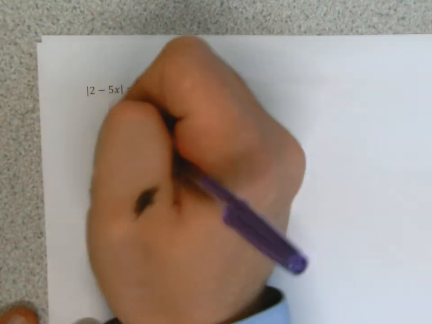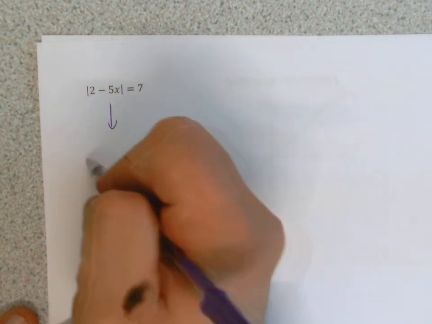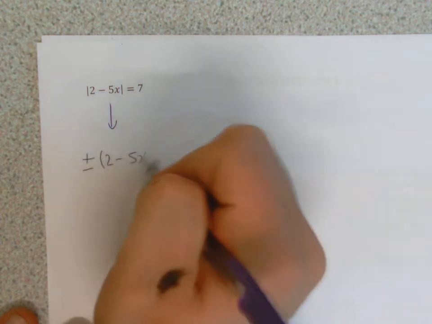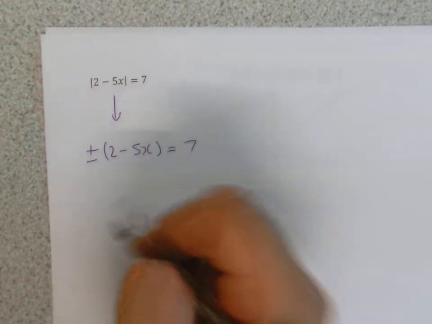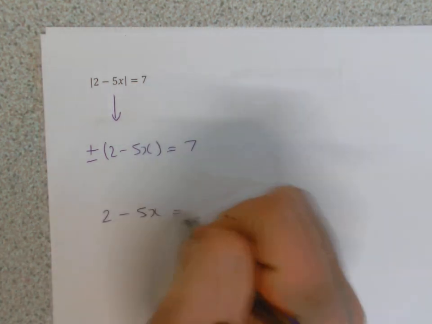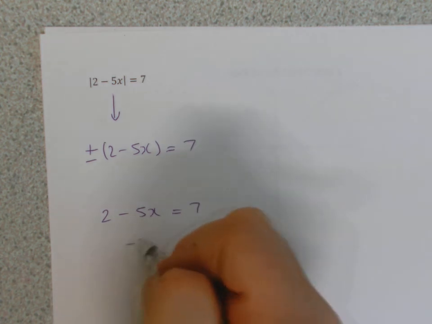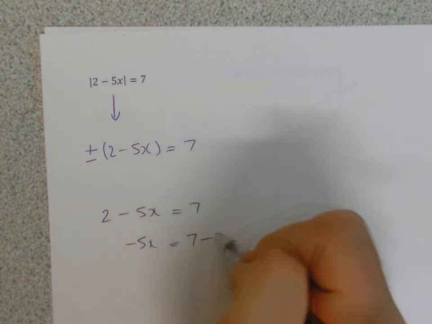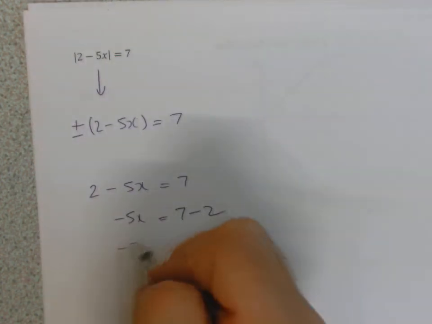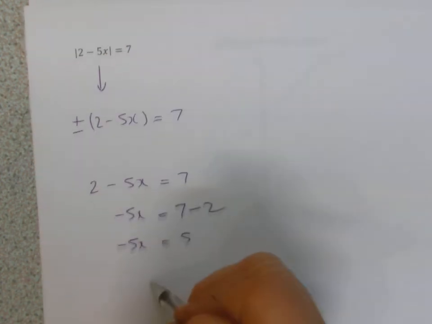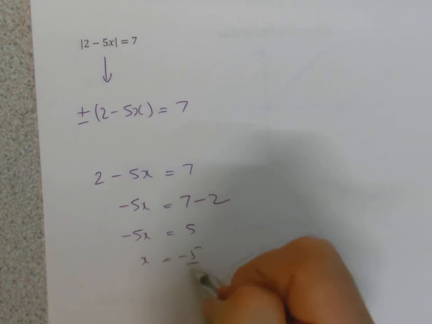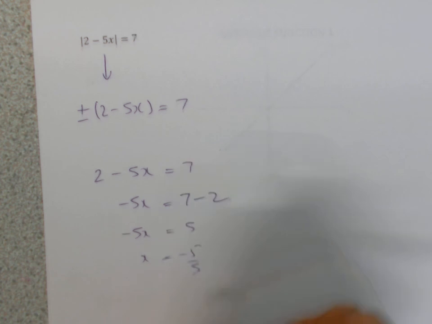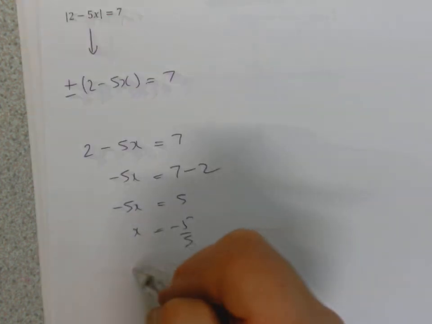Let's look at this one. Again, get rid of those bars, get rid of that modulus, change it to plus or minus. Let's look at the plus option. 2 minus 5x equals 7. So minus 5x equals 7 minus 2. Take the 2 over. So minus 5x equals 5. And then, of course, to get x, you just need to divide by that negative 5. You end up then with negative 1.